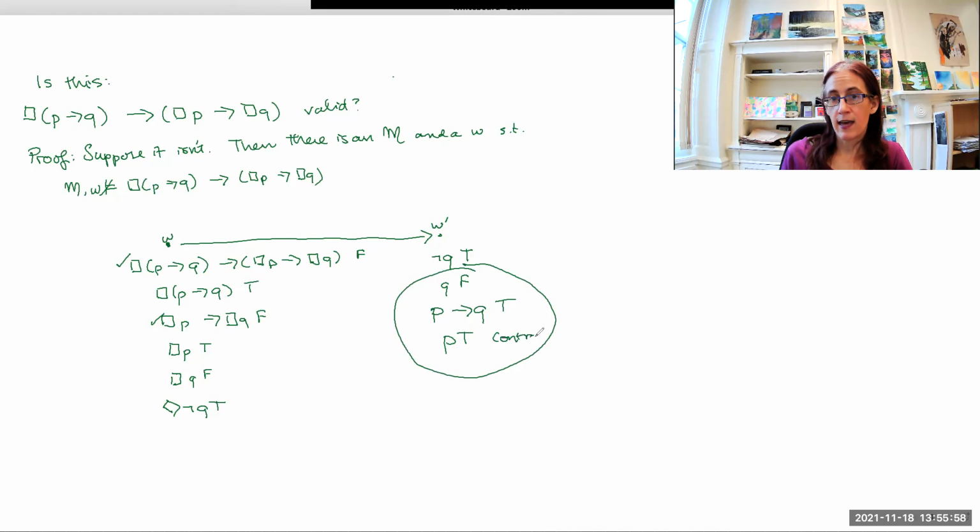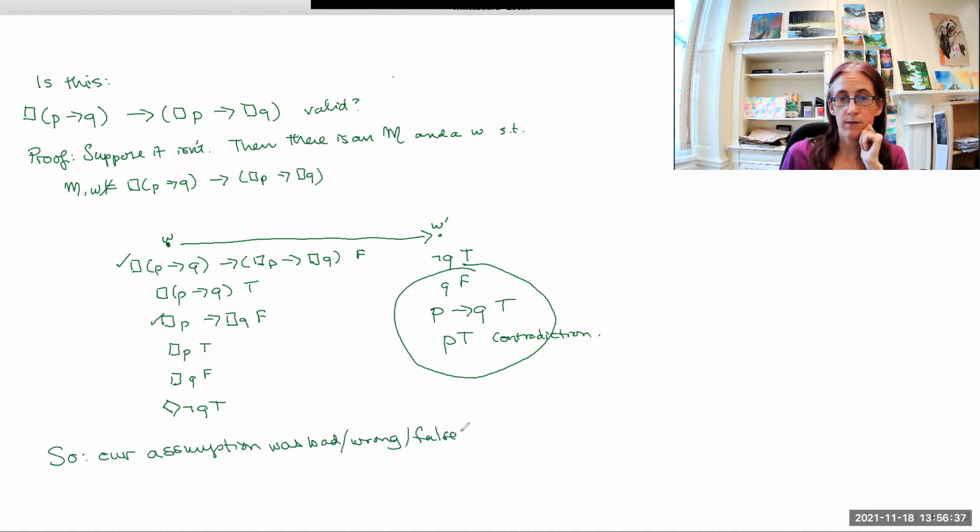This is a contradiction. So at no point did I have to make any decisions about what to do. Everything was necessitated by the truth conditions, or falsity conditions, for the various subformulas that we were considering. So what we know is that our assumption that there is a model and a world that makes it false led us straight into trouble. We've got a contradiction. So our assumption, or supposition, was bad, wrong, false.